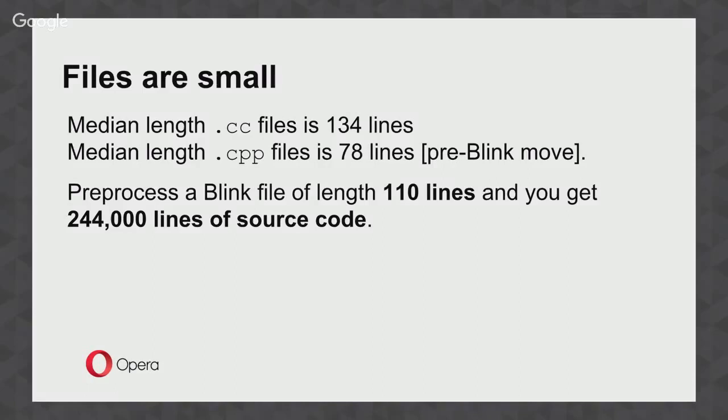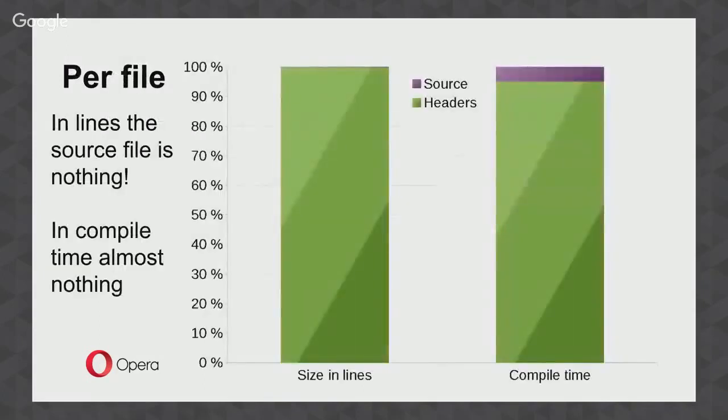The big problem here is what's happened after the pre-processing. Your 100 line files become 244,000 line files. Because as we learned, most of the files we compile are actually headers.